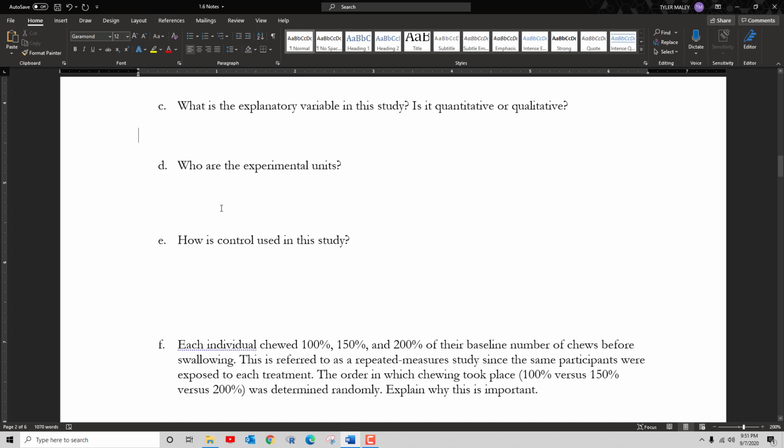So then part C, it says, what is the explanatory variable in the study? Is it quantitative or qualitative? The explanatory variable is the variable you're using to try to explain the difference in the response variable, to explain what's going on in the response variable. So that is the chew level, right? We had 100%, 150%, and 200%. And if you notice, that puts that into groups, and that's not a measurement, so that's a qualitative variable.